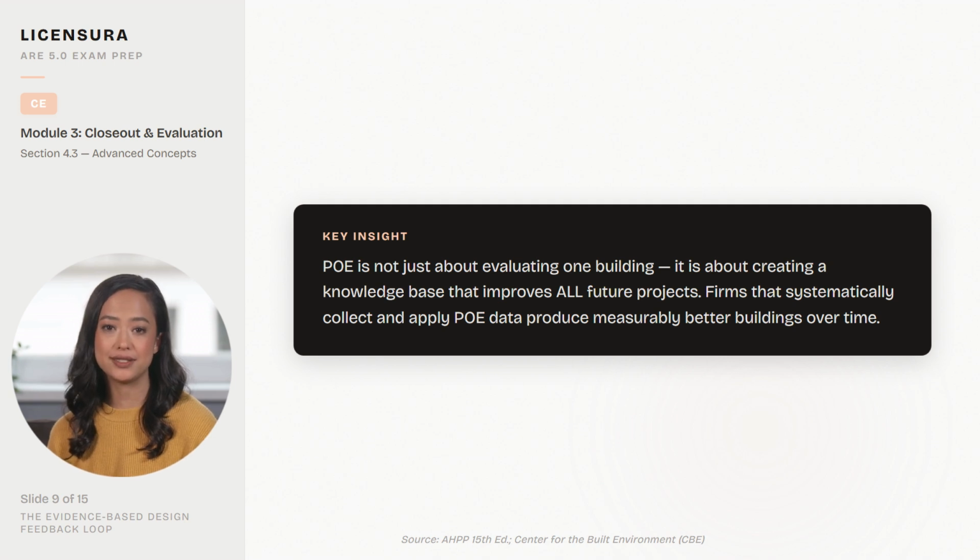Here's the key insight. POE is not just about evaluating one building. It is about creating a knowledge base that improves all future projects. Firms that systematically collect and apply POE data produce measurably better buildings over time.